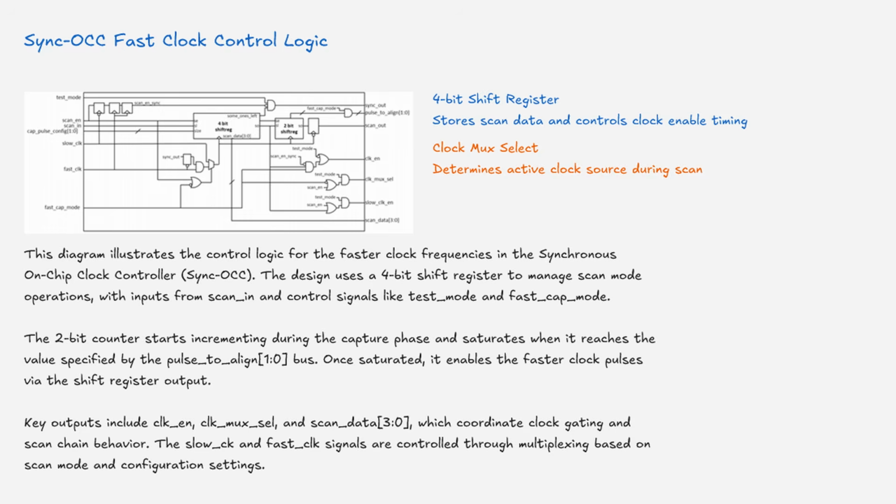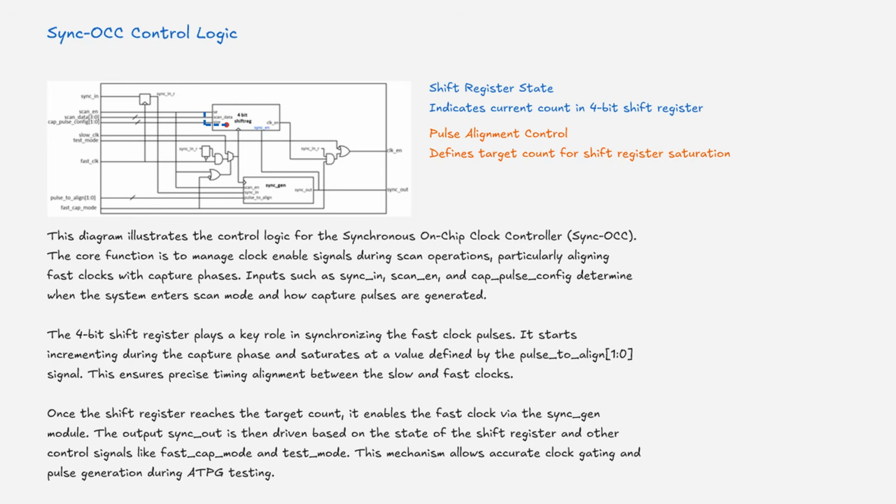This diagram illustrates the control logic for the synchronous on-chip clock controller, Sync OCC. The core function is to manage clock enable signals during scan operations, particularly aligning fast clocks with capture phases. Inputs such as sync in, scan enable, and cap pulse config determine when the system enters scan mode and how capture pulses are generated. The 4-bit shift register plays a key role in synchronizing the fast clock pulses.